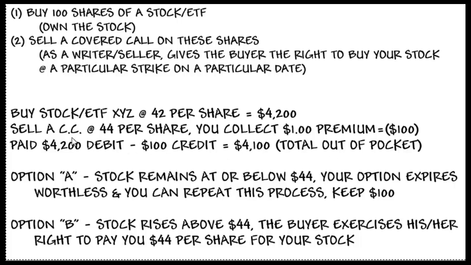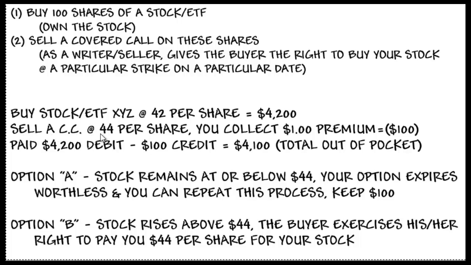So we said initially you would have to buy the stock or the ETF, and let's say the ETF's ticker symbol is XYZ, and you bought it at $42 per share, and it cost you $4,200. The reason it cost you $4,200 is because we already said that you have to buy 100 shares of the stock, and if it's trading for $42, $42 times 100 is $4,200. So now we have to go ahead and sell a covered call.